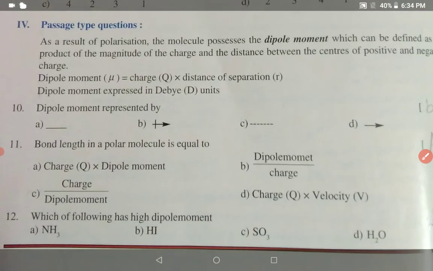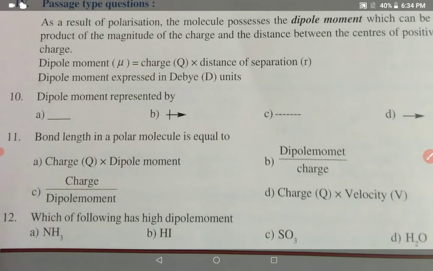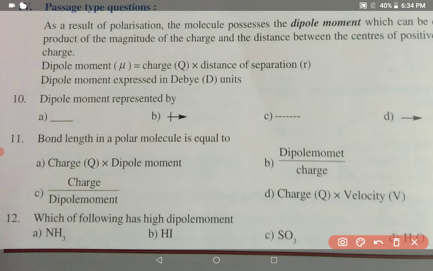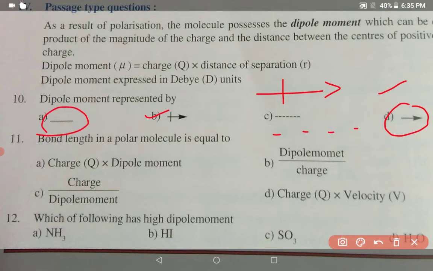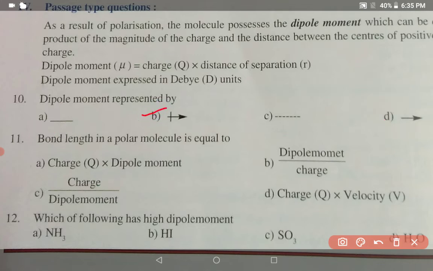Now let's look at the passage type of questions. First question is dipole moment can be represented by which figure? Dipole moment will be represented like this. In the introduction, if you see, that would be very simple. Why not the others? Because for chemical equations we use this, and this straight line we don't generally use, and this dotted line we use it for some other cause. So only this arrow mark with a line on it is represented for a dipole moment.